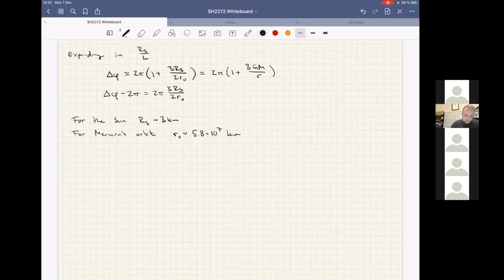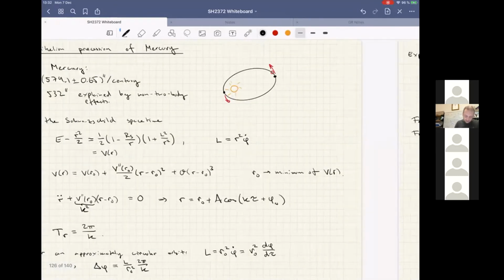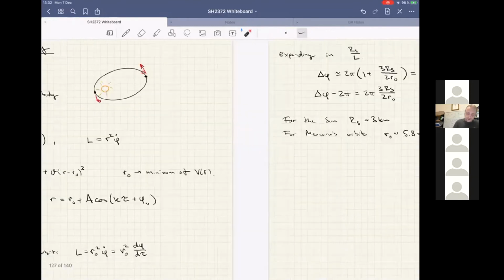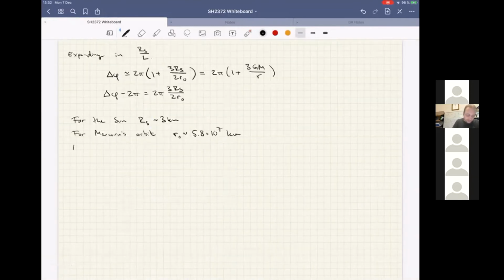And what we had before was what we discussed here. It was the angle that these points move around per century. So in order to get per century, we need to know what Mercury's orbital period is. And it's 88 days.